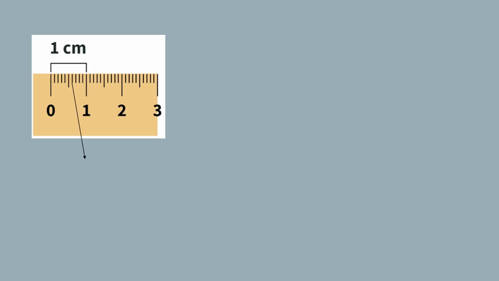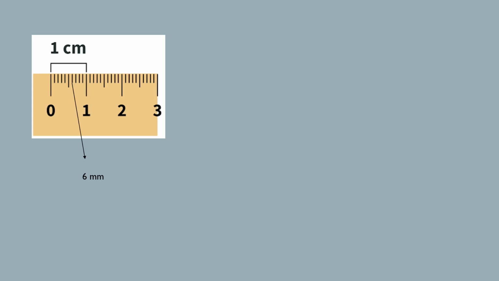So, you can see an arrow corresponding to a particular division. My question is, what does that division indicate? Yes, it's 6 millimeter. Very good. Now, can you represent 6 millimeter in centimeter?